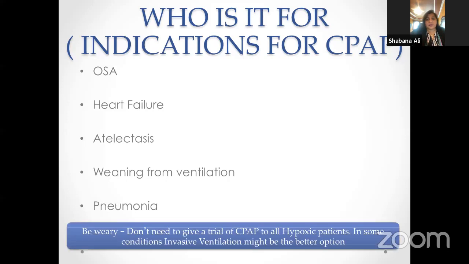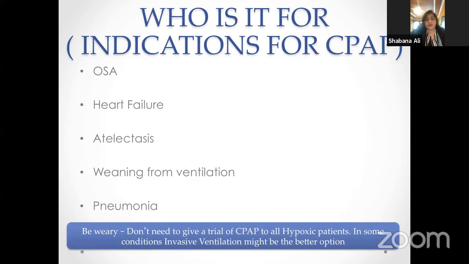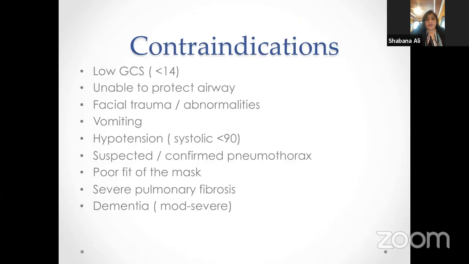Next slide, please. So yeah, we should not be giving a try of CPAP if the patient is really, really hypoxic. If the patient needs invasive ventilation, we should go for that. Next slide, please. So some of the contraindications, where we cannot put those CPAP masks on patients, and one of them is low GCS.